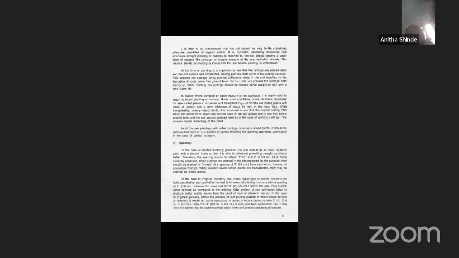Now next is the variety of mulberry. So what type of mulberry variety? Already we have seen the different varieties of mulberry. So which variety actually is the best suitable and which variety you need to choose.